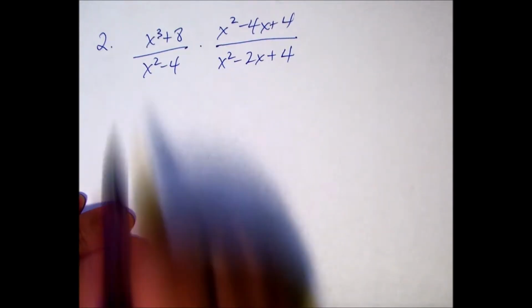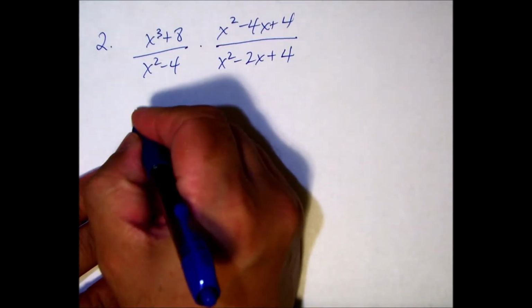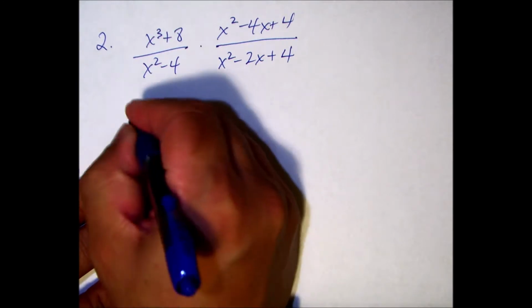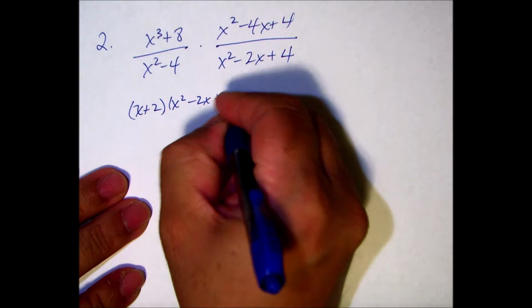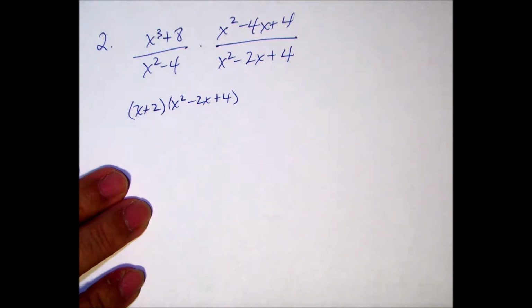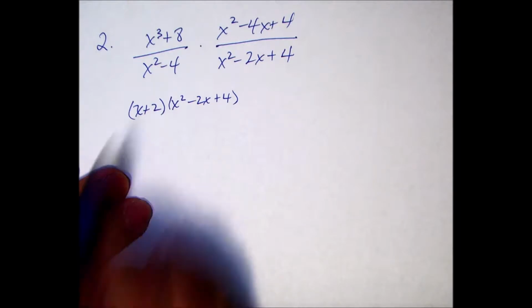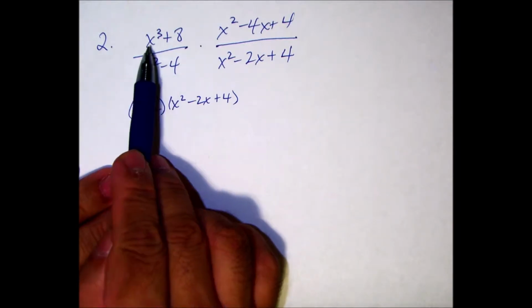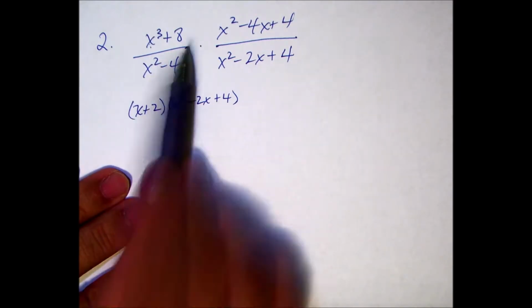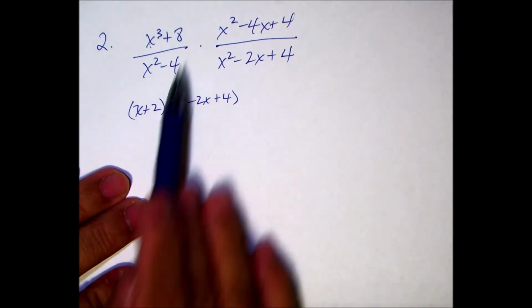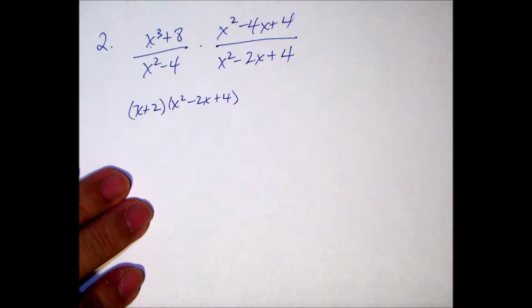Alright, so I'm going to factor the x cubed plus 8. That will be x plus 2 times x squared minus 2x plus 4. This was a recent quiz. You were supposed to know the pattern. This is a sum of two cubes. X to the third is a perfect cube. 8 is a perfect cube. 8 is 2 to the third power. That's what a perfect cube is.